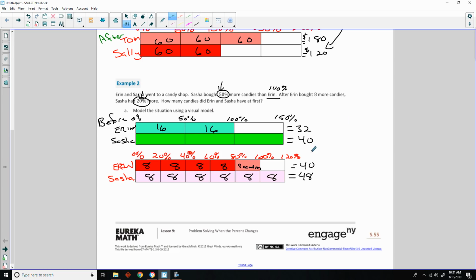Because Sasha did not change the amount of candy she had. That makes sense? So these are each 16 because they're the length of 2 of these, which were 8 plus 8 to get 16. 16, 16. 32, that'd be 48, not 40. So 48 did not change. Sasha's candy amount did not change. Erin increased hers from 32 to 40. So how many candies did Erin have at first? The answer is 32.